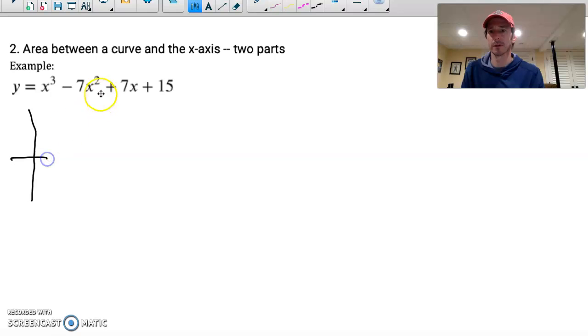So I'm going to come over here and start graphing what I know, and that is that the y-intercept is up here at 15. I'm losing a little bit of precision, but that's okay. The other way is to figure out the roots. That means I have to factor this, and that means I have to apply the rational roots theorem, which means any of the factors of 15 divided by the factors of 1 could be possible roots.